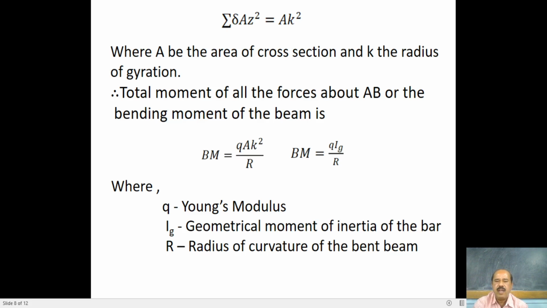It is as good as BM equal to Q into I G divided by R, where I G represents the geometrical moment of inertia of the beam, which is nothing but A K squared, and R is the radius of curvature of the bent beam. This is how we can derive the expression for the bending moment. Bending moment is always given by Q into I G divided by R. With these things, I will conclude my fifth session.